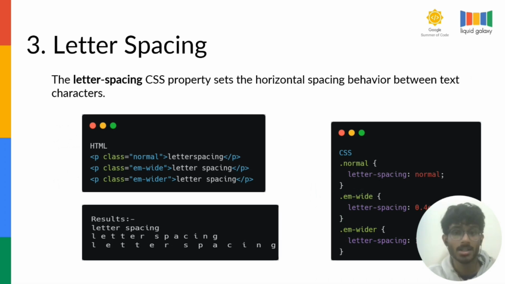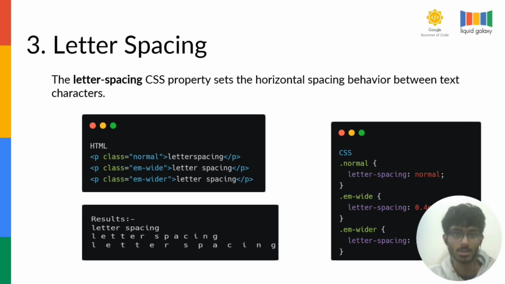Letter spacing. Letter spacing is different from kerning. Letter spacing is a CSS property that sets horizontal space between text characters. This value is added to the natural spacing between characters. Positive values of letter spacing cause characters to spread farther apart, while negative values bring characters closer together. As an example, I have taken three paragraphs and applied three different letter spacing properties.